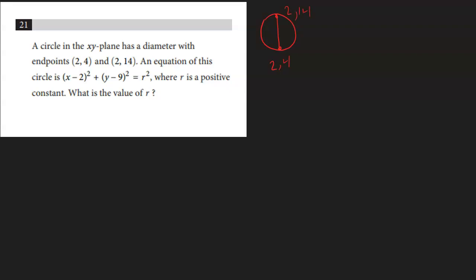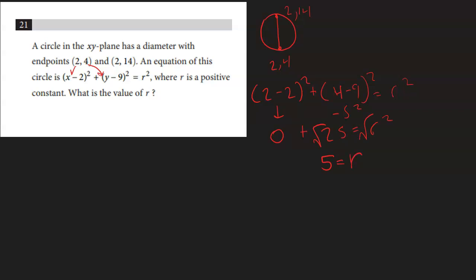So an easy way to do that would just be plug in the x, plug in the y. You could use either of them, and I think you would get the same answer because it's squared, so no negatives would matter. So we could do (2 minus 2) squared plus (4 minus 9) squared equals r squared. That would be 0 plus negative 5 squared, which is 25, equals r squared. Square root, so 5 equals r.